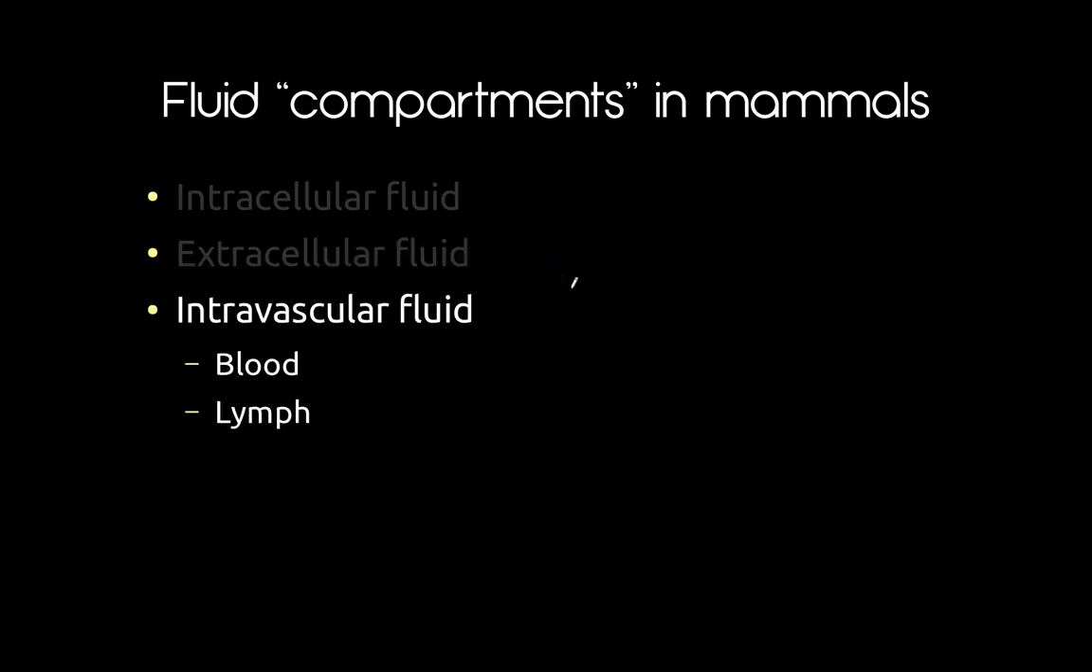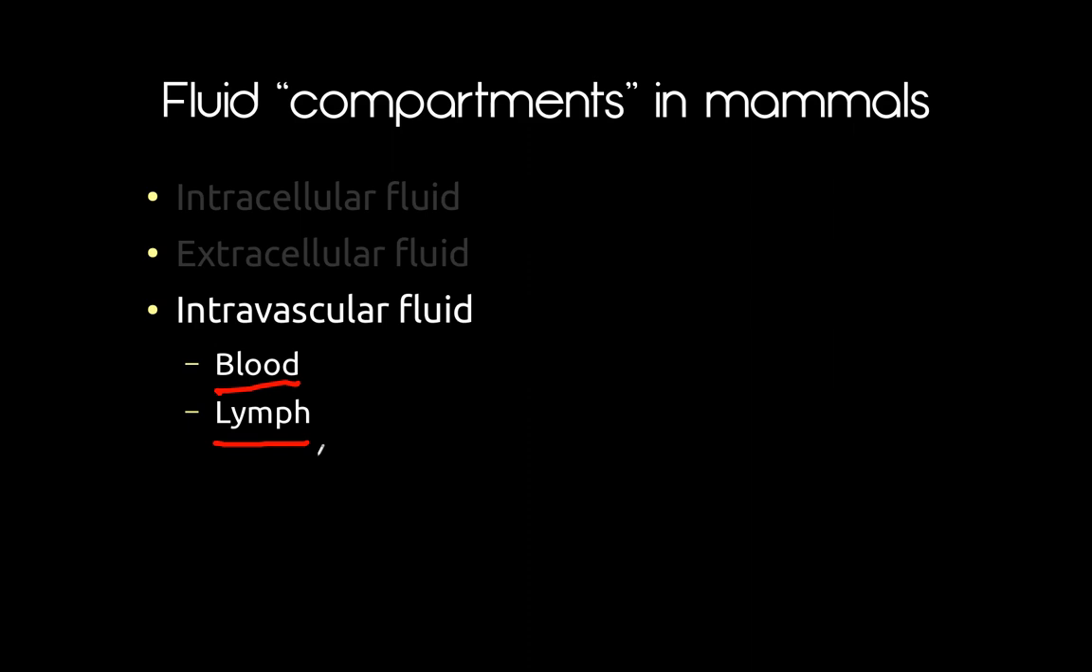Then we also have something called intravascular fluid. And so we're just going to make this a blanket term for things that are being circulated through the body in vessels. So in mammals, predominantly this is blood and lymph from the lymphatic system. These are going to be regulated in a slightly different way than the extracellular fluids or the intracellular fluids, but this is the primary place at which we can do regulation.